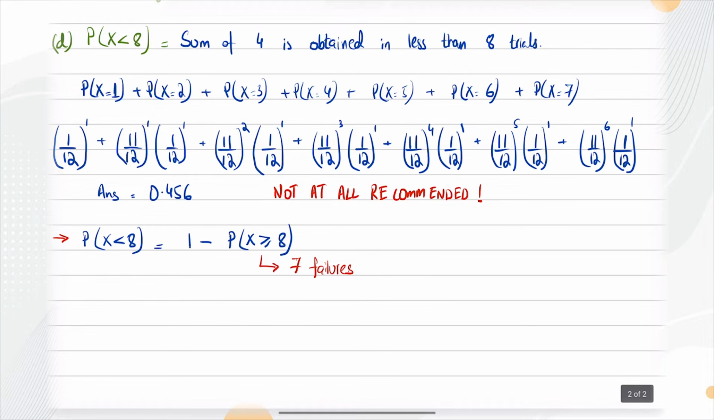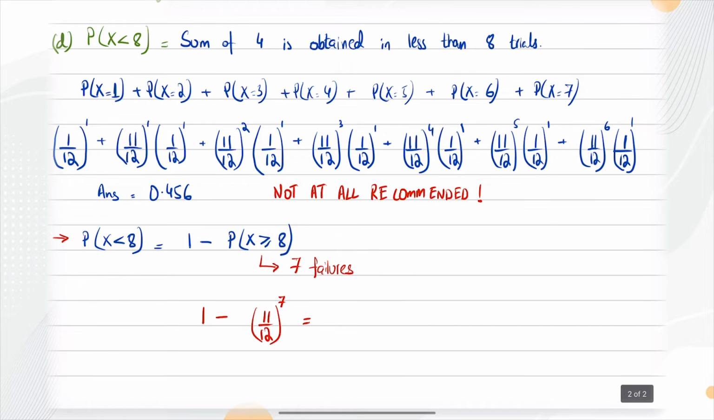Okay. Now, what is the probability of failure? 11 upon 12. And what if you want to fail 7 times? You raise it to the power of 7 and then you subtract it from 1. And there you go.